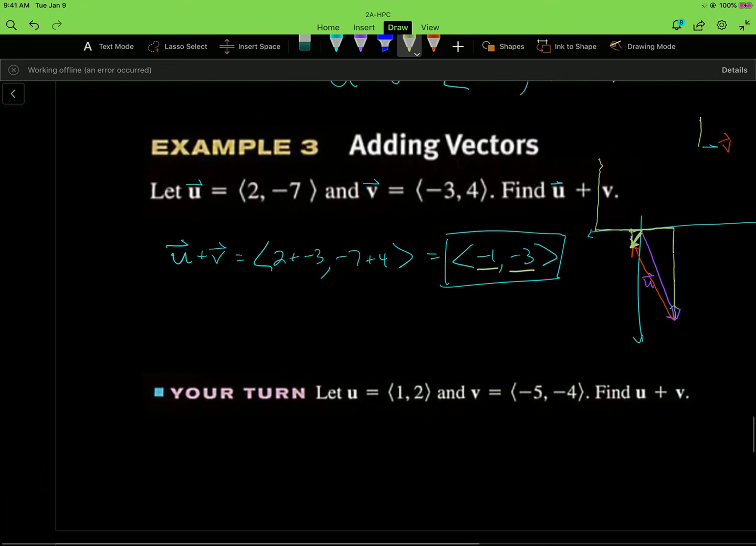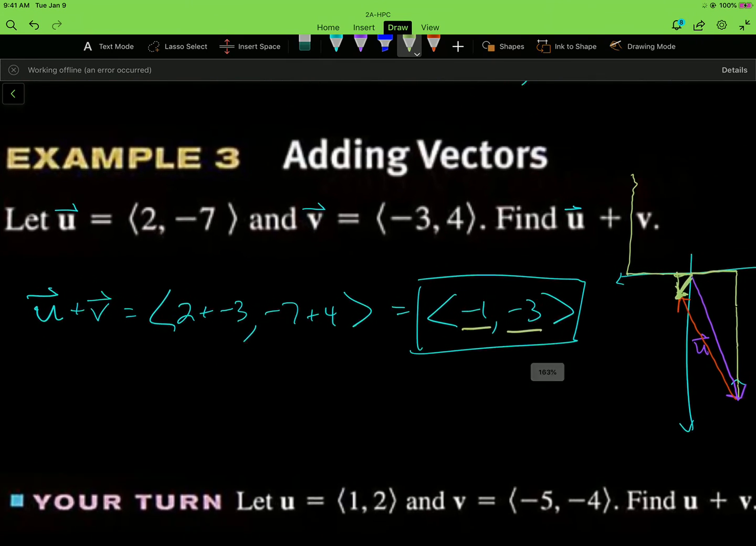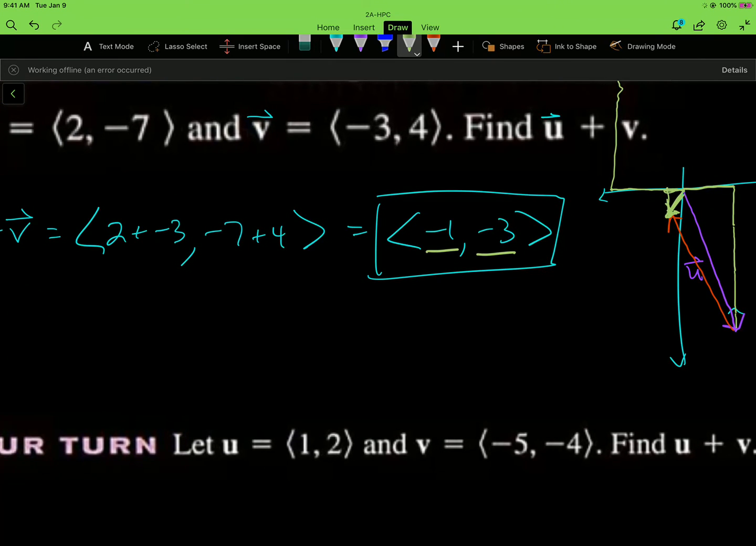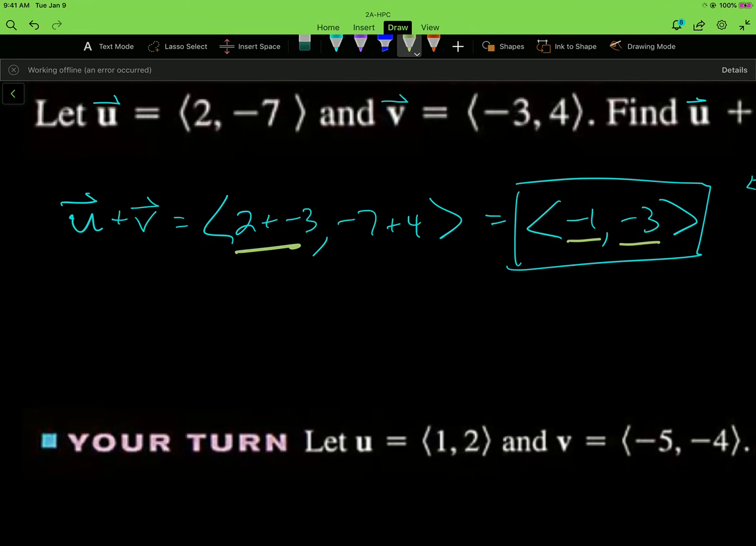We already knew that. And we're saying that that's annoying to do. As you can see, I have to translate the vector down, connect it tip to tail. So we're trying to make an algorithm for which we can add vectors algebraically. And of course, it makes sense. We just add the components and we're done. Unfortunately, vector multiplication isn't quite so simple. But for addition, we can do it this way.